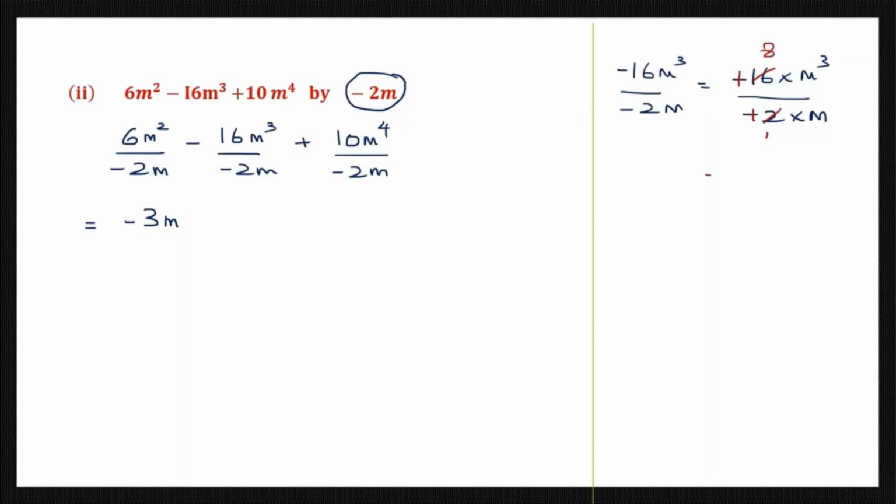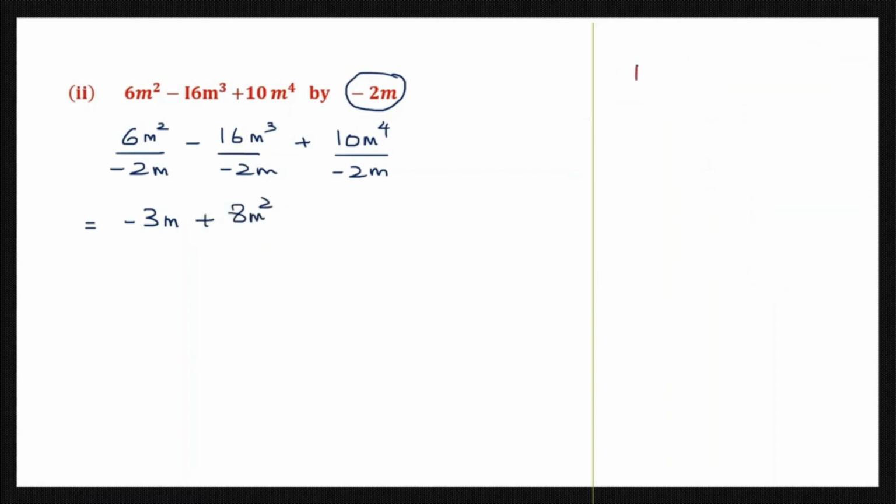And then we continue. What do we get? 8 into m to the power of 3 minus 1, by 1. So that is 8 into m to the power of 2 or 8m to the power of 2. So that is plus now because minus into minus has become plus. So this becomes plus 8m to the power of 2. Now let's take the third term.